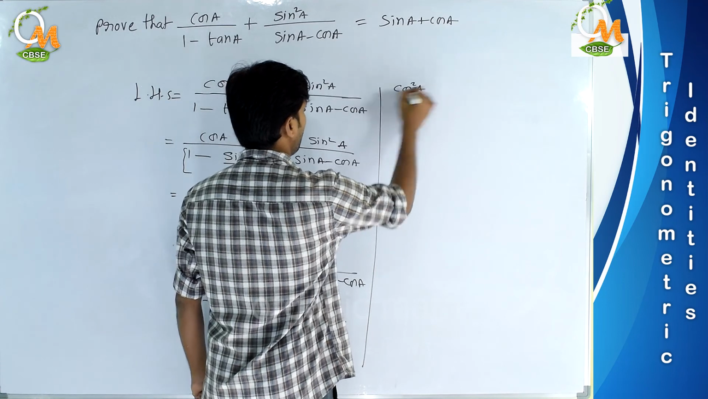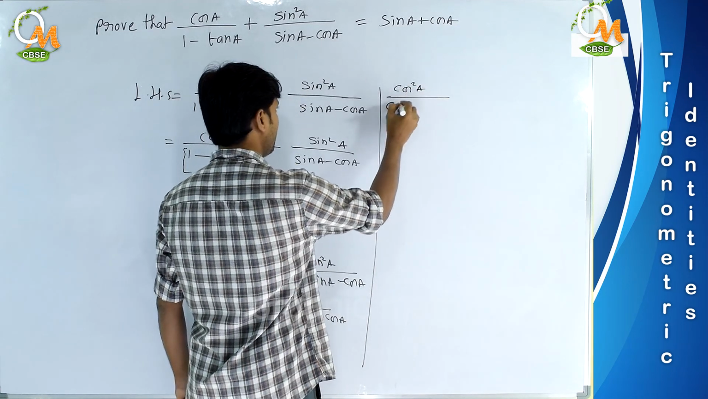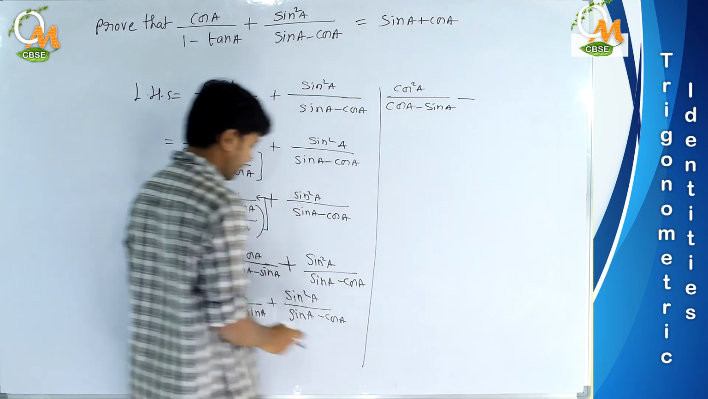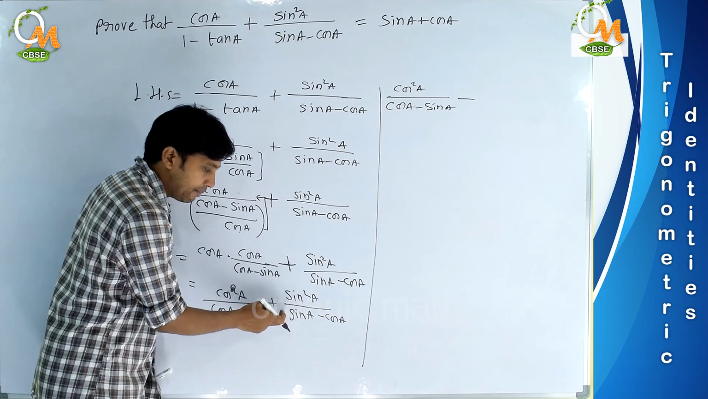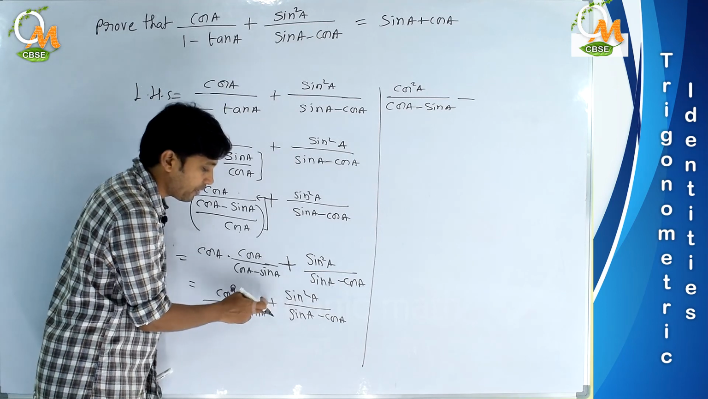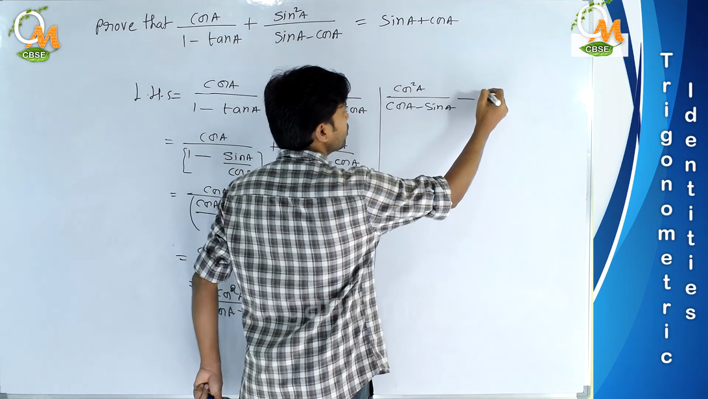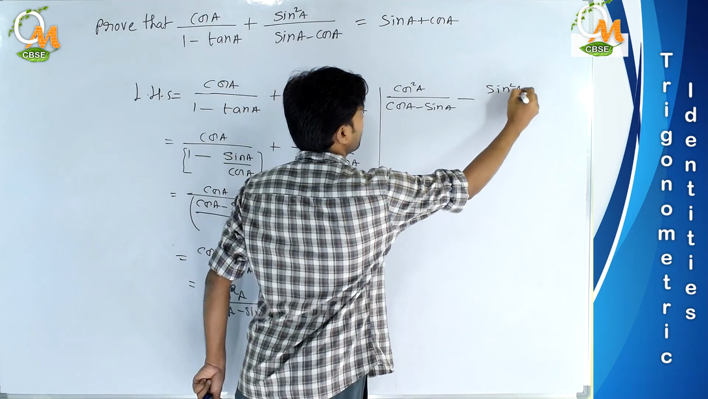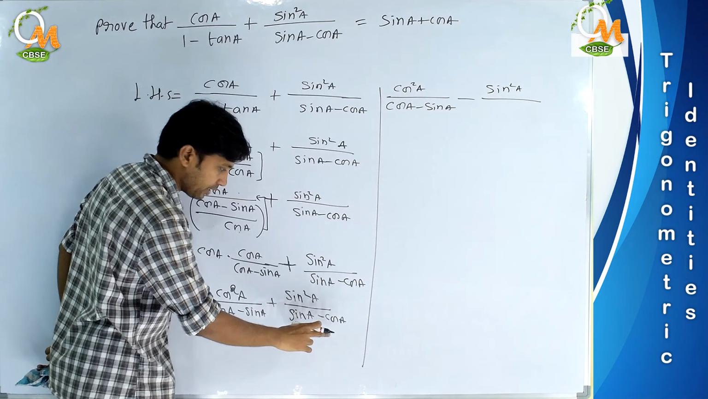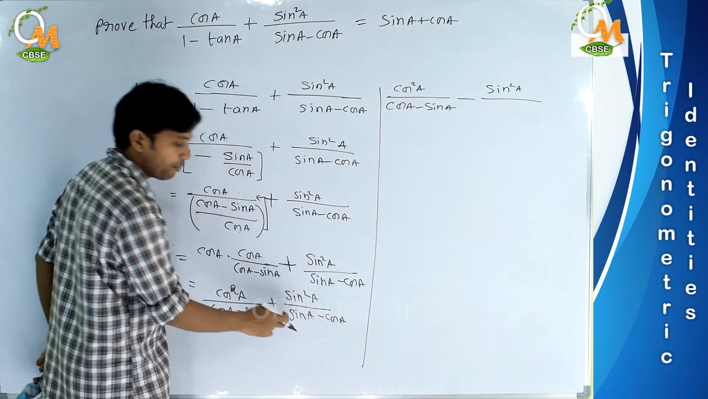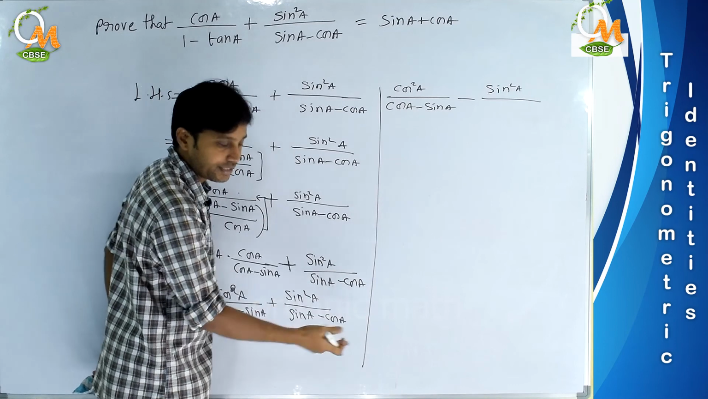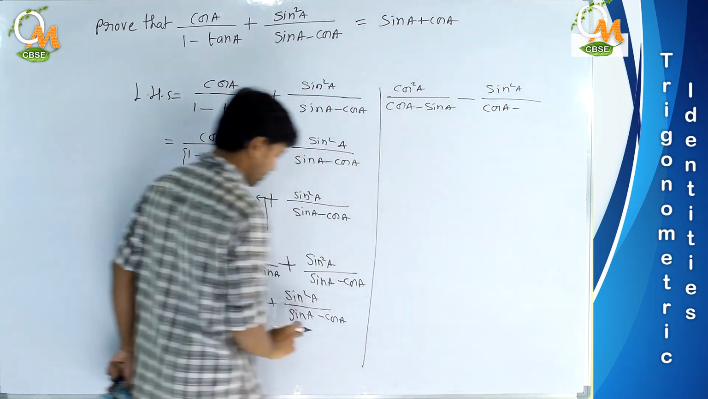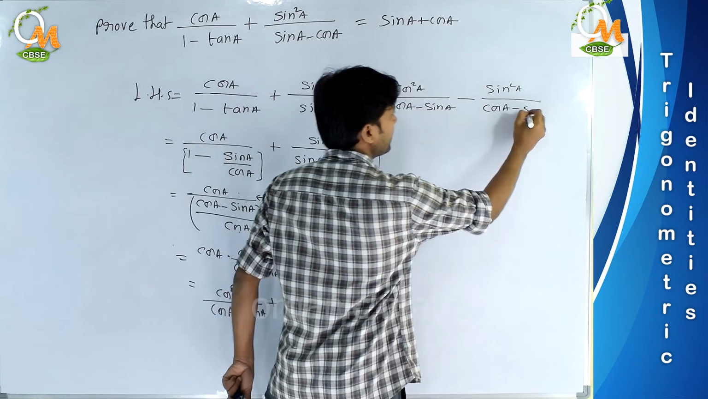Cos square A upon cos A minus sin A. Minus I took common. When I took minus common here, minus into plus would be what? Minus. So minus sin square A upon, since we took minus in common from both the terms of the denominator, signs will be changed. Here minus cos A will be plus cos A, and plus sin A becomes minus sin A.